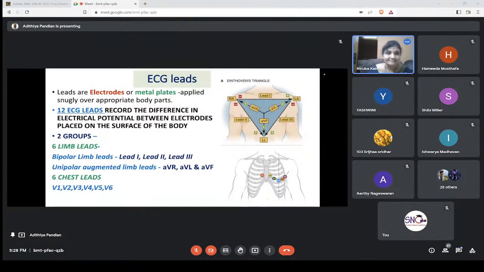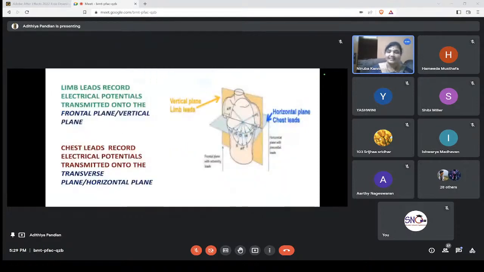The next slide, please. Okay, this is the reason why you have so many leads. The 6 limb leads will record the frontal plane and the vertical plane axis, and the chest leads will be recording your horizontal axis. So the heart will be viewed almost in all directions. Whichever wall is deficient, if an infarction is there, we can read it. So many leads give a 360-degree view of your heart.